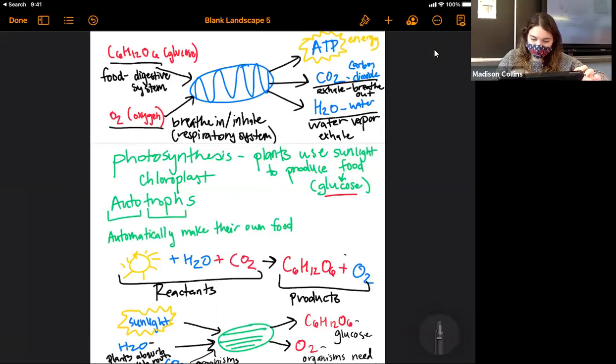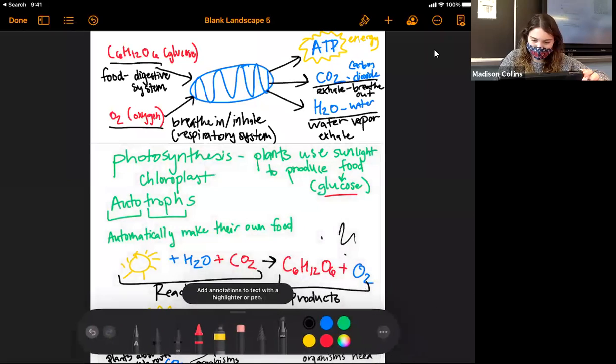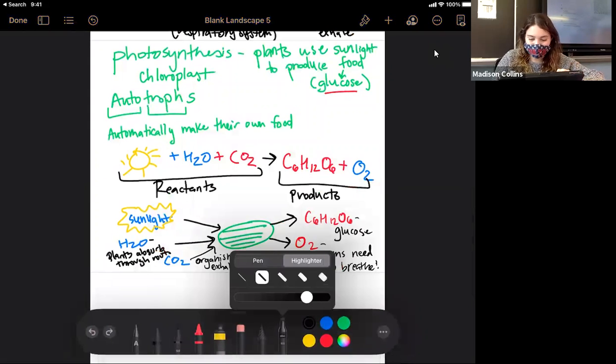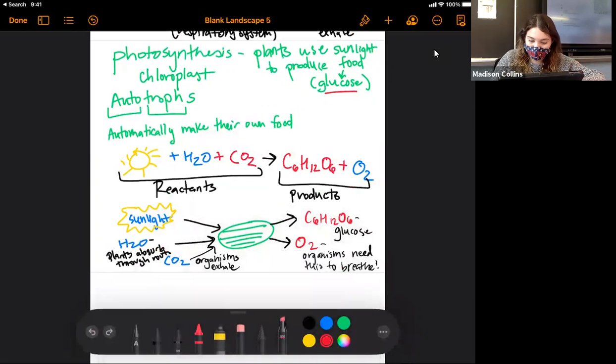So let's see if I can outline these. Where's my, oh, there it is. One of these days I will get a hang of this iPad, guys. That day is not today, but it will come.